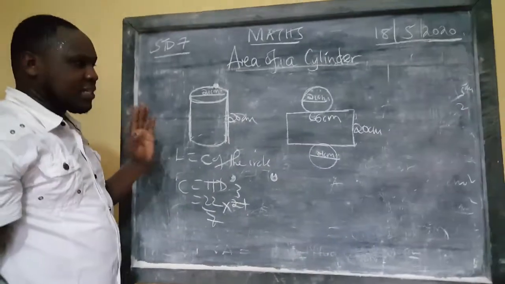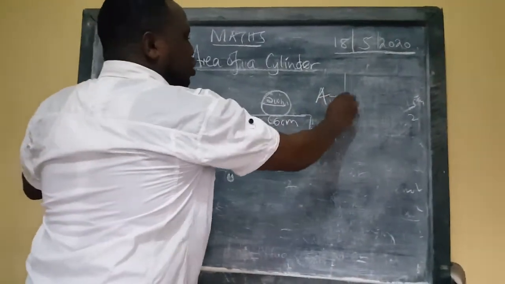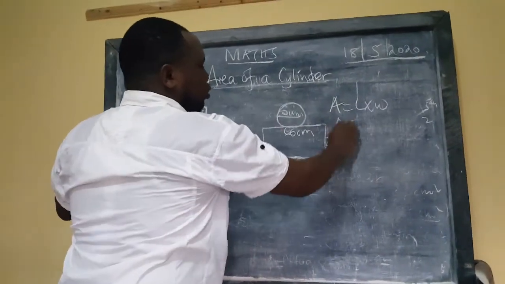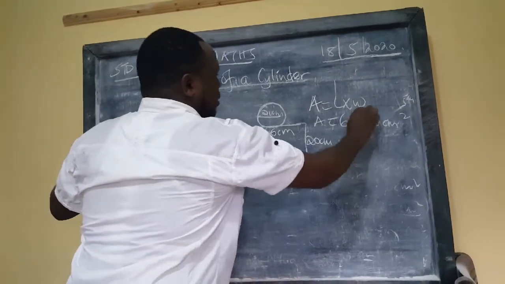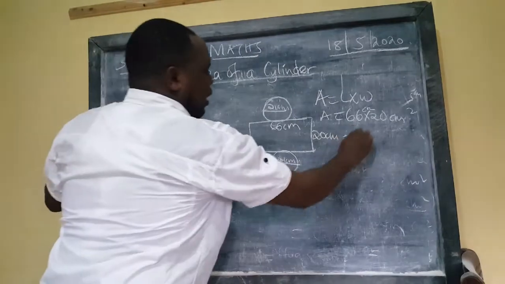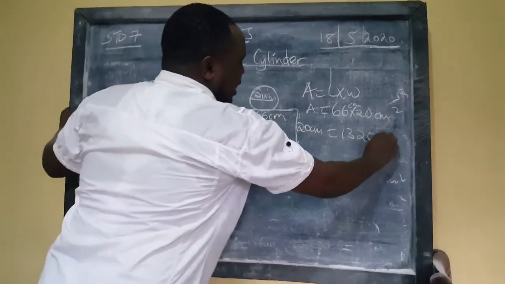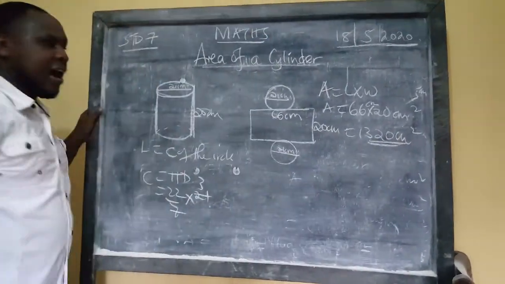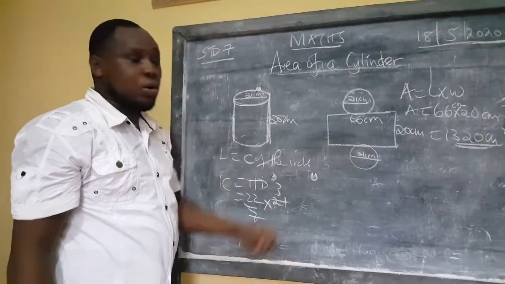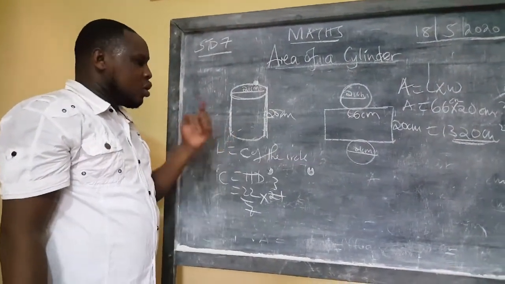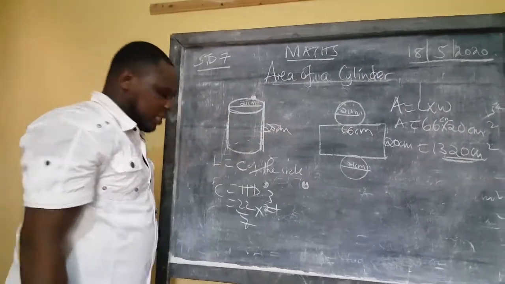Now we are done with that. So the area of the rectangle is going to be length times width, and that is going to be 66 times 20 centimeters. That is going to be 1,320 centimeters squared. That is the area of the rectangle. Remember, we have those two circles. We have not yet gotten the area. So we are going to have to get the area of the two circles.